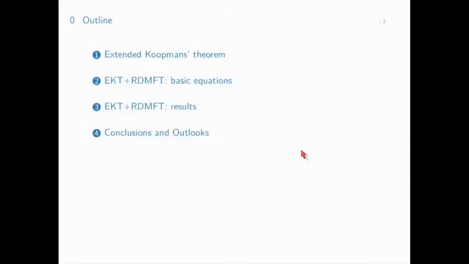So this is the outline of the talk. First, I will introduce the basic ideas of the extended Koopman's theorem. Then I will show you how to combine the EKT with reduced density matrix functional theory. I will start by introducing some basic equations, and then I will test the performance of this approach, first with some simple models, and then in more realistic situations. Finally, I will draw some conclusions and present some outlooks.